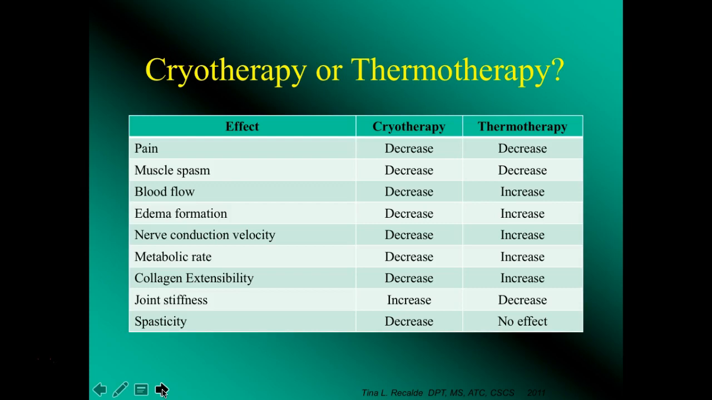Nerve conduction velocity, again, that's an important difference. Cryotherapy is going to decrease nerve conduction velocity, which you might want in the beginning stages of a nerve repair, and then thermotherapy increases it. The metabolic rate also decreases with cryotherapy and increases with thermo. Collagen extensibility will decrease with cryotherapy and increase with thermotherapy. Same with joint stiffness: because you're decreasing collagen extensibility, you feel increased stiffness in that joint when you're using cryotherapy, but you can get the opposite. When you increase that extensibility, your joint's going to feel less stiff.